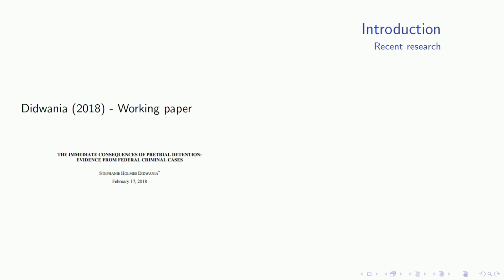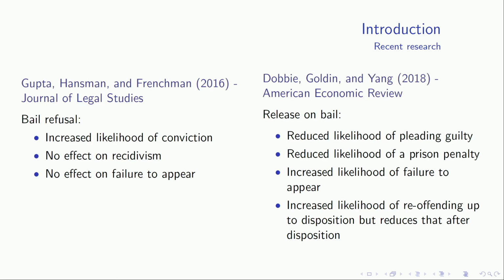So I'm going to jump into how I did it, which is very similar to probably the Dobbie, Goldin, and Yang paper, the American Economic Review paper.